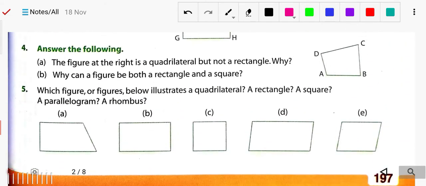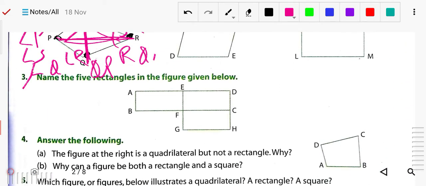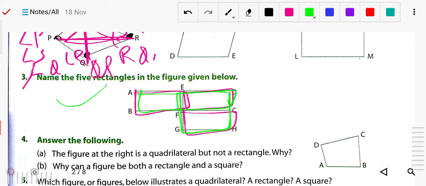Now next, question number 3. You can see, name the 5 rectangles in the figure. So 5 rectangles: you can write A B F E, this one. This is also 2, this is again 3. Now you can see this full one you can take as 4, and here you can take 5. So you can name them like A B F E, A B C D, E F C D, E G S D, F G S C. You can write down all the names of these rectangles.